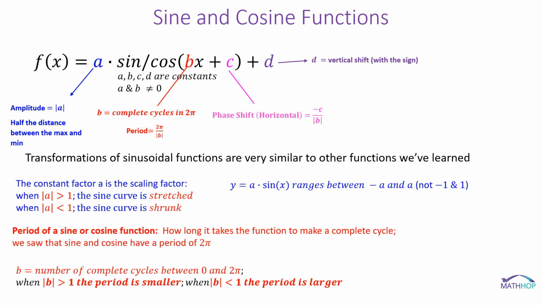Normally that's 1. So if B is greater than 1, that means you see more than 1 where you used to see 1, and the period's smaller. It's going to take less time if you're going to put 2 complete cycles where 1 used to be. If B is less than 1, the period's larger, because if you're only going to see half a graph where you used to see 1, it's going to take longer to make 1.